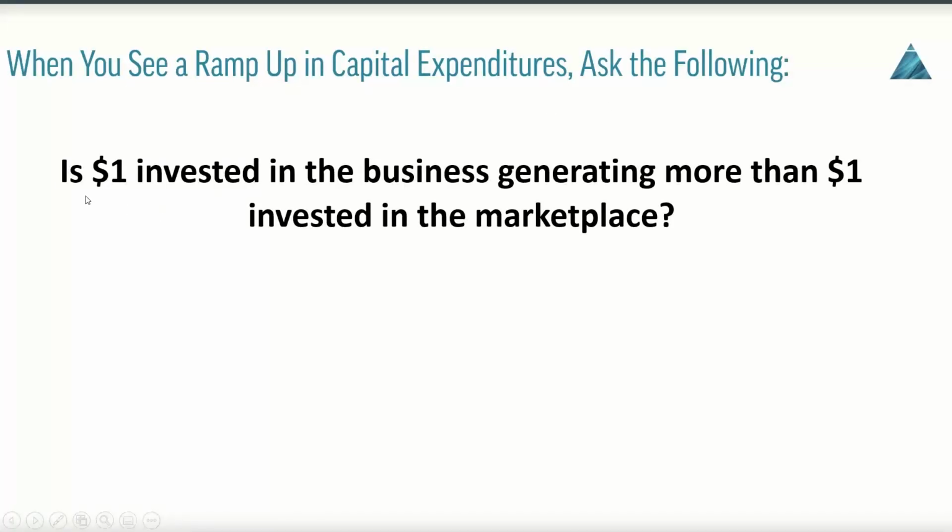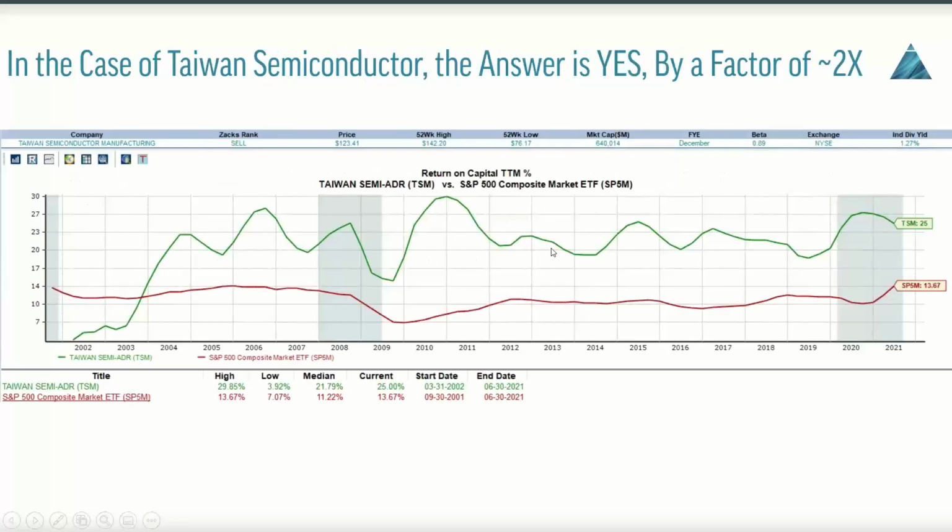Is a dollar invested in this business generating more than a dollar invested in the marketplace? And when we say marketplace, let's just call it the S&P 500. You guys have seen me do this all the time. I love my return on capital chart where I use the S&P 500 composite relative to whatever stock we're looking at or other composite. But in the case of Taiwan Semiconductor, the answer to that question is yes, and by a factor of almost 2x. Return on capital for Taiwan Semiconductor over the years has pretty much averaged about 2 times that of the S&P 500, and you can see that S&P 500's return on capital right now, on average, about 13.67. Taiwan Semiconductor is averaging about 25%.